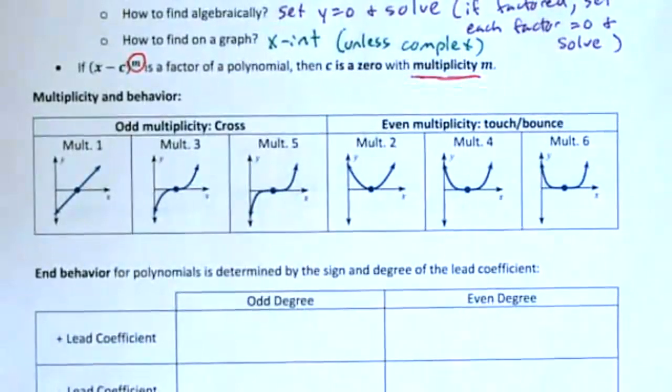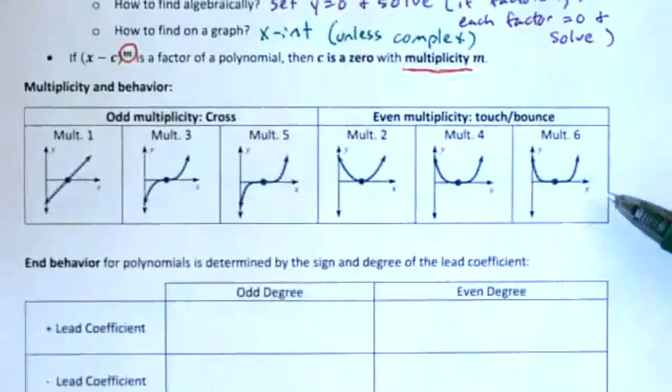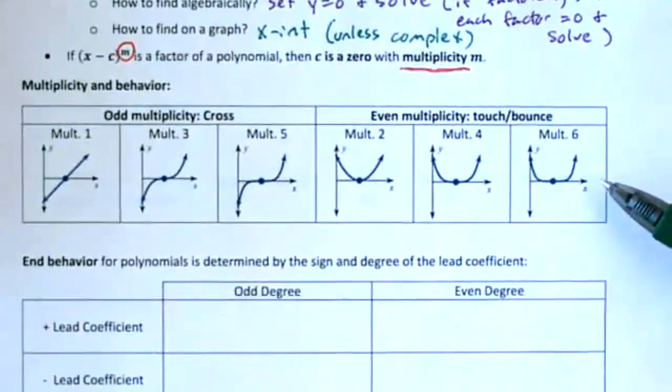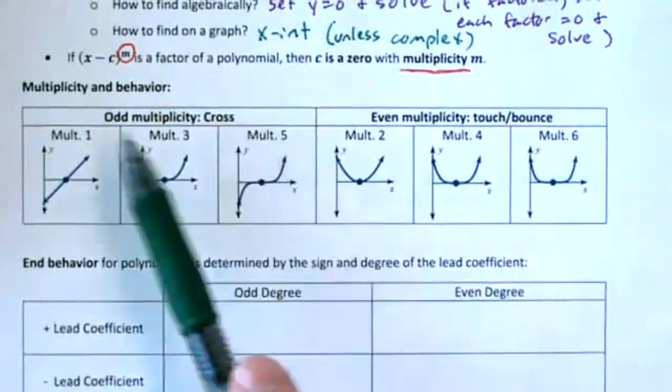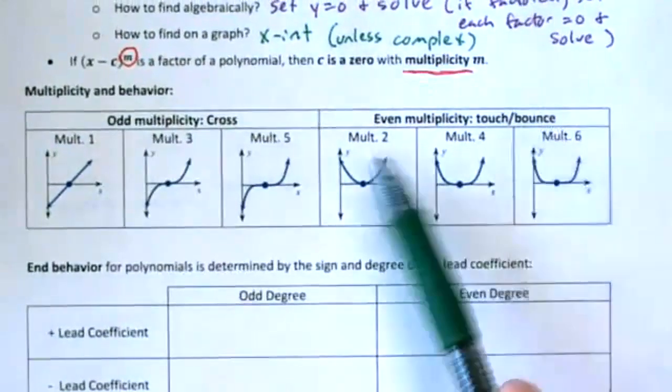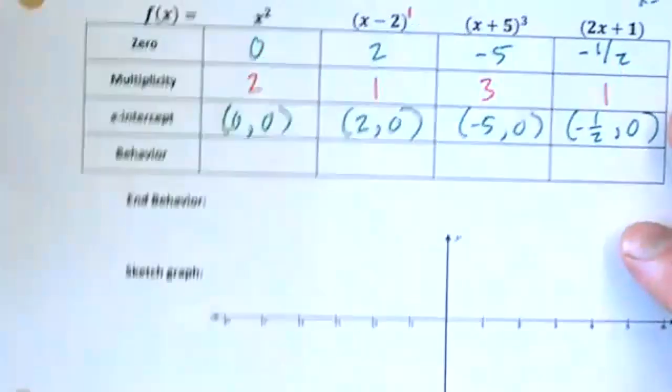It gets really difficult to tell the difference between 3 and 5 and 7, and I don't expect you guys to be able to look at a graph and tell that. So a little more information here than we're actually going to use. The big thing is it's going to cross when you have odd multiplicity and bounce when you have even multiplicity. So let's look at our multiplicities up here and talk about the behavior.